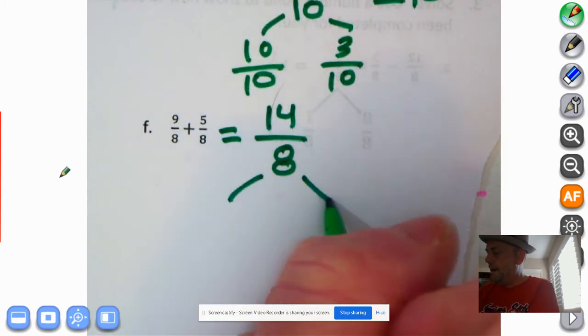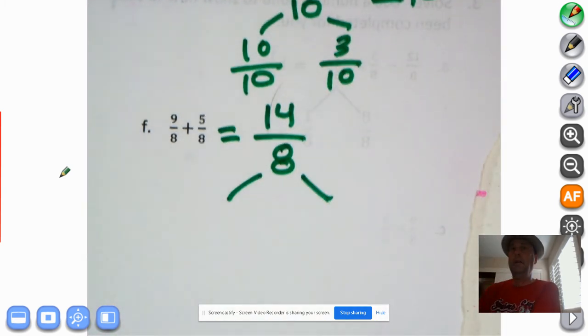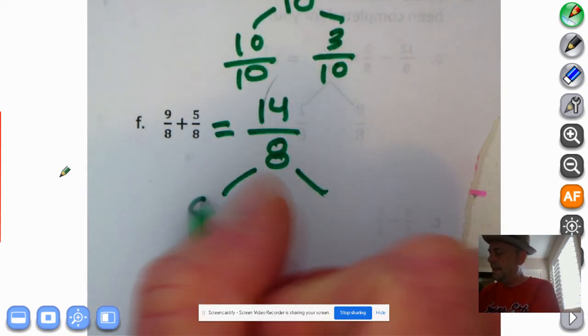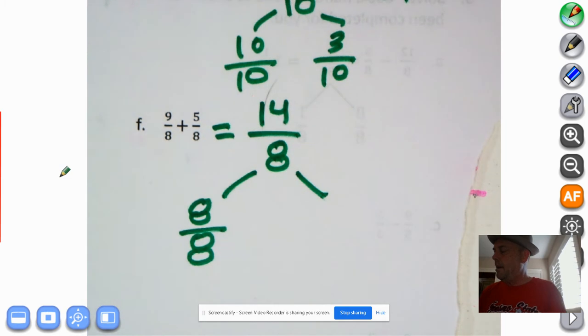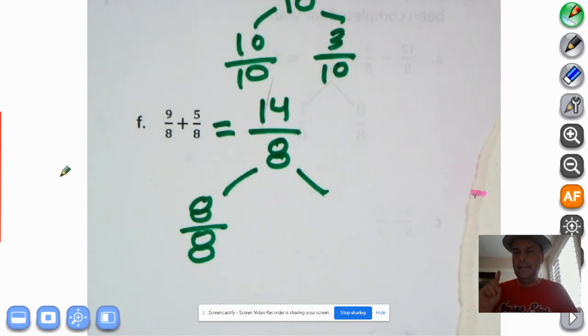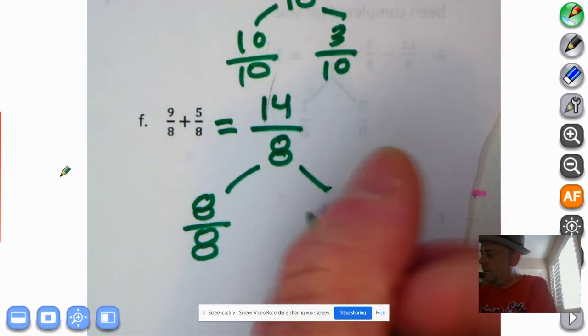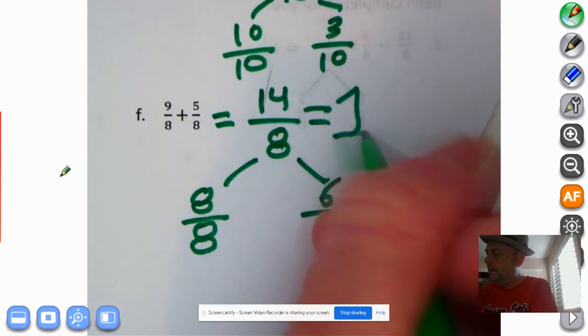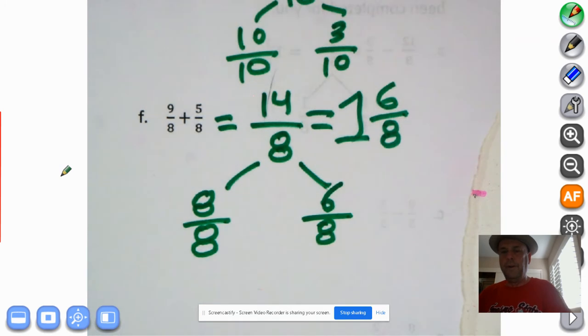Time for the number bonds. The lovely number bonds. Okay, I'm going to make 8/8 right here. Now I have to figure out how many 8s are left over. 9, 10, 11, 12, 13, and 14. So it looks like 6 8s are left over. What's our mixed number, our crazy mixed number? 8/8 is 1. We have 6 8s left over.